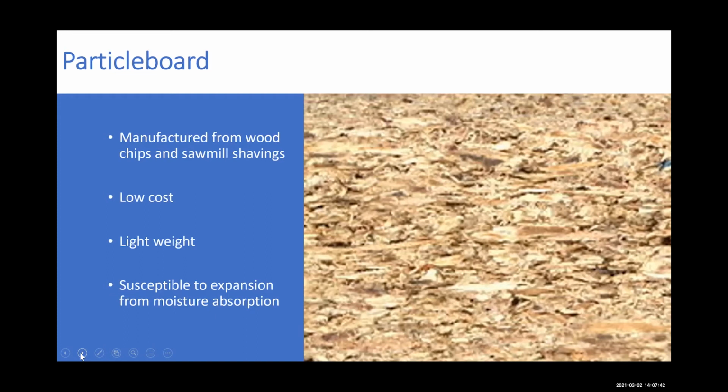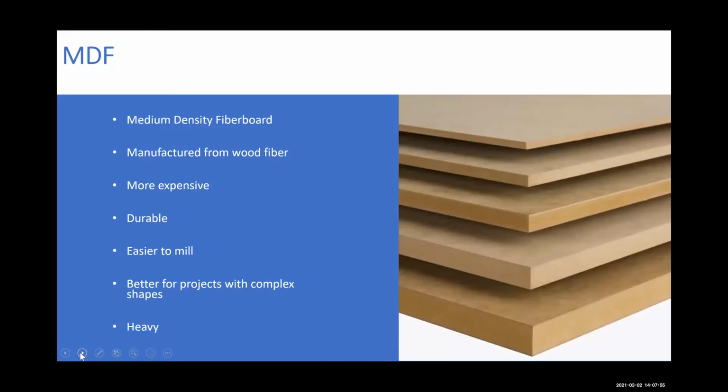Particle board is manufactured from wood chips and sawmill shavings. It is low cost and lightweight, but it is also susceptible to expansion from moisture absorption. MDF is made from wood fibers as opposed to wood chips, and while it is more expensive and definitely heavier than particle board, it is durable, easier to mill, and better suited for projects with complex shapes.